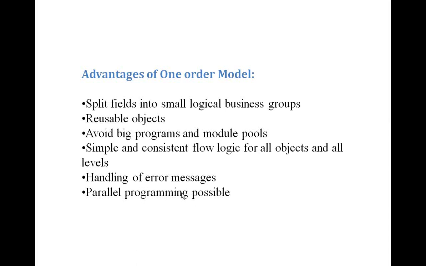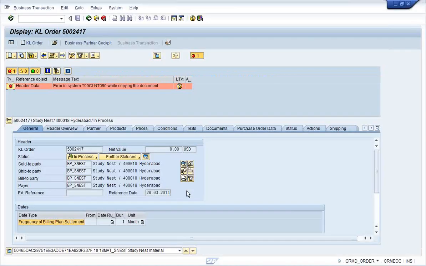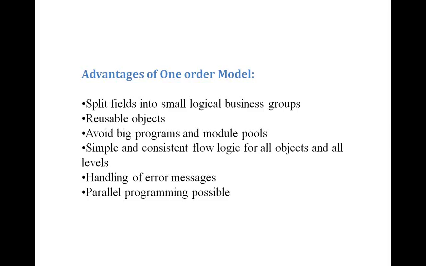And parallel programming is possible because you can also integrate actions and events along with this transaction processing. If you want to do some parallel activity, it is also possible, because we have many placeholders to write the code. We have BAdIs, you have events, you also have actions. So parallel processing is also possible in the one order model.